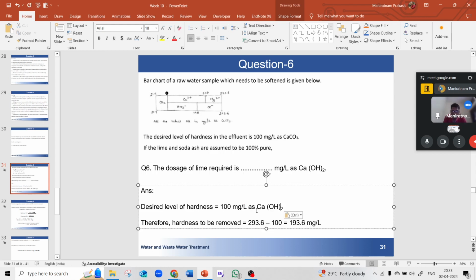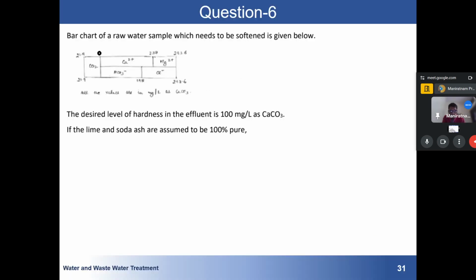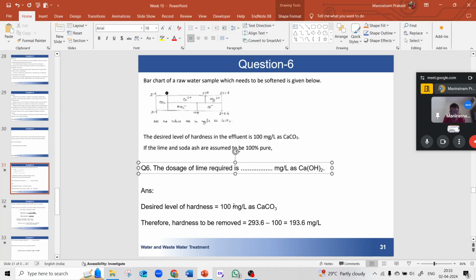Oh no, 100 milligram per liter CaCO3. Okay, sorry, CaCO3. And this will be milligram per liter as CaCO3. Sorry for all this typo mistake.